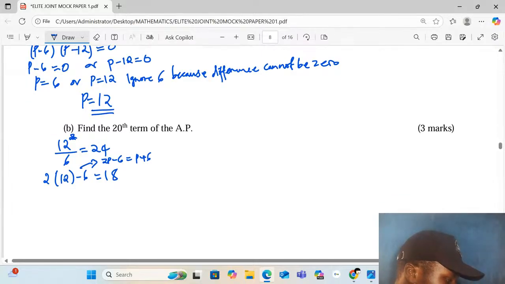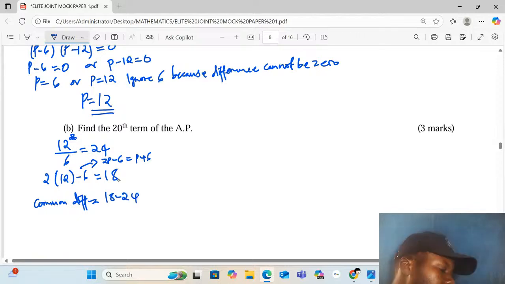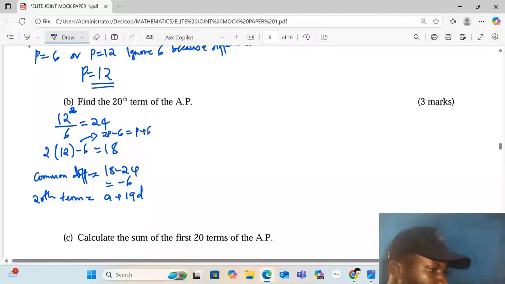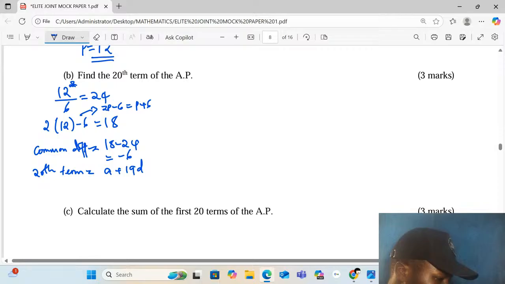So we have to find now the common difference. Common difference is given by 18 minus 24. So that we now taking our 20th term, a plus now 19d. We are going to have now our a.